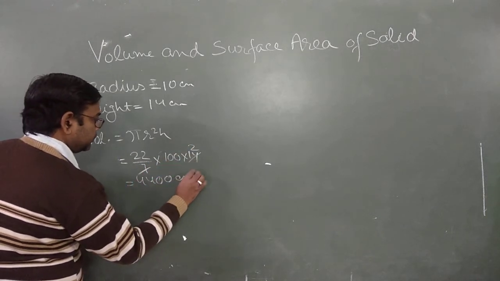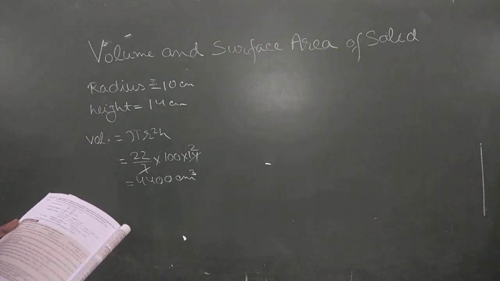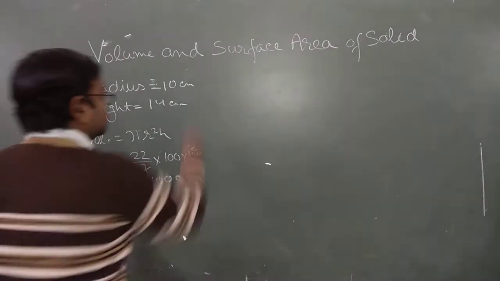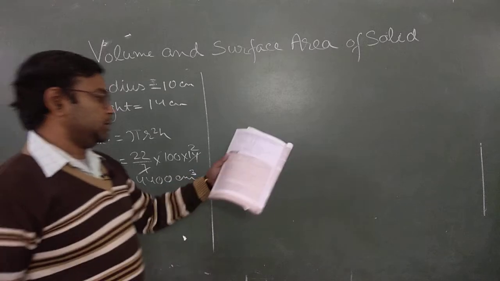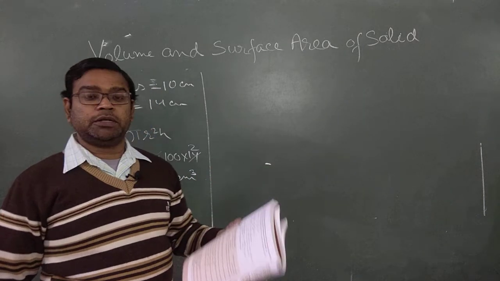Centimeter square? No, it's centimeter cube. So hope this thing is clear to you. Move to the next question. The next question says: the area of the base of a circular cylinder is 35 centimeter square.